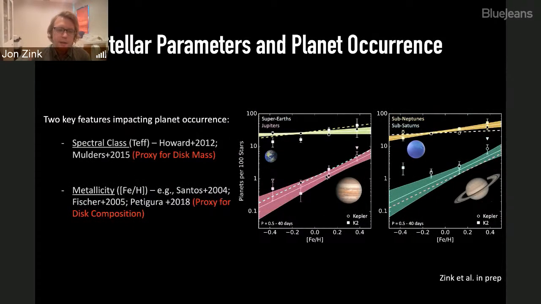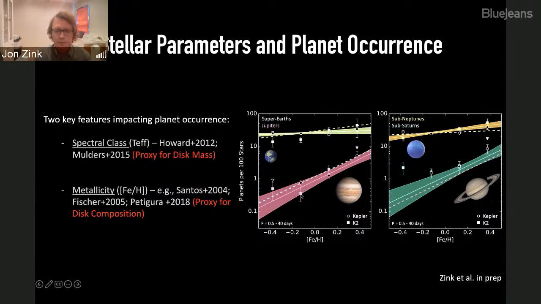Another interesting stellar feature that is impacting planet formation and planet occurrence is the composition, or Fe over H, the metallicity of the star. When we look at the metallicity of all of these different stars amongst the Kepler and K2 population, we find these interesting trends for our 4 different classes of planets again. It seems that as you increase the metallicity of the star, you increase the planet occurrence. So again, this is a proxy for potentially the disk composition and what the material is made up in the disk that could potentially form these planets.